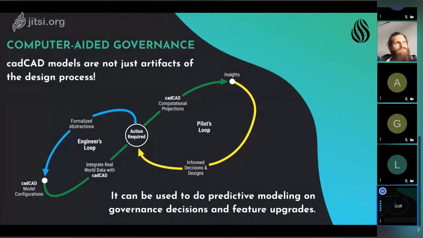And once your cadCAD model matches the actual behaviors of the system that we are experiencing, we have a tool that can be used for computer-aided governance, that can do predictive modeling on governance decisions and feature upgrades that you want to propose for your system, but you don't know how they're actually going to react with the complex system that you've deployed.